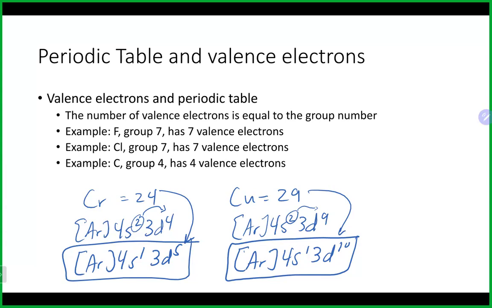Just so you know, if you go underneath chromium and copper on the periodic table, there's a ton of exceptions, like silver and stuff like that. For example, palladium here has none in the s. They've all gone up to the d. So there's a lot of exceptions in this area. But for us, chromium and copper are the two that you should be aware of. In real life, there are a lot more exceptions underneath those guys on the periodic table. So I wanted to mention that. I think I might not have mentioned that, so I just wanted to do that. Any questions on that?